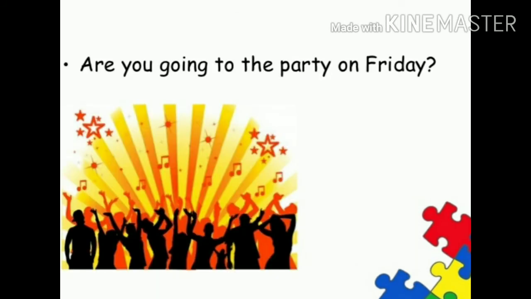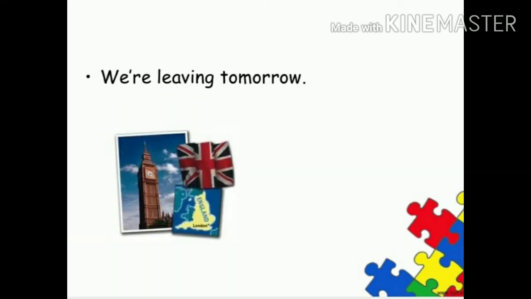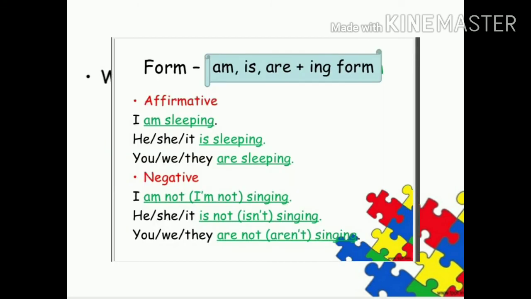I told you that if we already have planned something, we are able to use present continuous tense. So are you going to the party on Friday? That means, have you planned? That's the question. If it is already planned, we can use present continuous tense. It's also a planning. We are leaving tomorrow. That means already we have planned about the future. So we can use the present continuous tense.